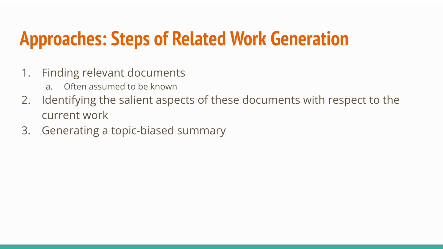Moving to the approaches of related work generation, there are mainly three steps involved. First, we need to find the relevant documents, which are often assumed to be known. Next, we identify the salient aspects of these documents with respect to the current work. And finally, we generate a topic-biased summary as the related work section.